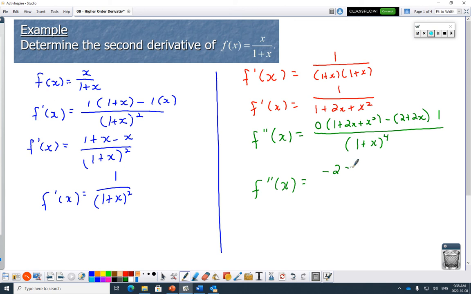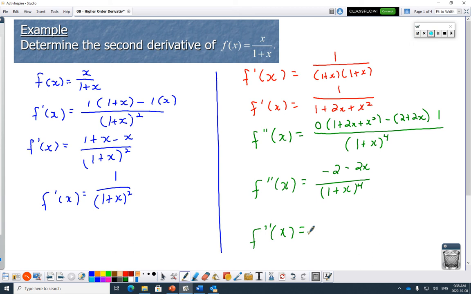I lost it. Negative 2x over 1 plus x to the power of 4. And I'm going to put one more line here, because I can do a little better than that. I'll talk about it in a second, after I do what I promised I always do, let's go back and check here.